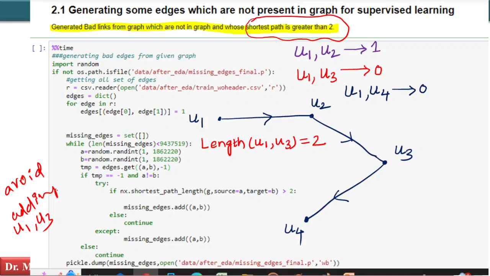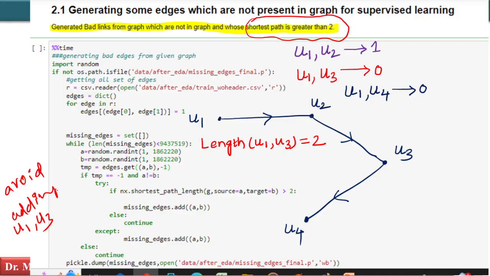The length of the shortest path from u1 to u3 is not greater than 2. We will not add it to our data set as 0 labeled points, or bad links, because there is a very high chance that eventually u1 is connected to u3.